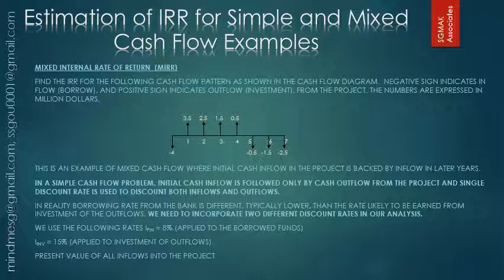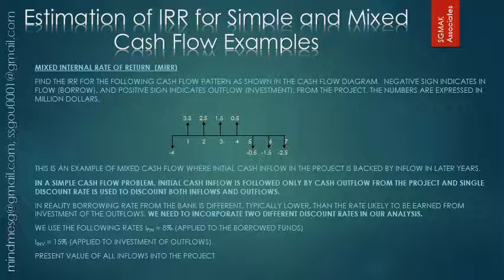So it's a 7-year plan and the cash flows are given here. They are in millions of dollars, just as a unit. Like I said before, in a simple cash flow problem, the initial cash inflow is followed only by cash outflow from the project, and a single discount rate is used to discount both inflow and outflow. Just one discount rate is used throughout the problem. But in reality, we know that the borrowing rate from the bank is different and typically lower than the rate you're likely to earn from an investment, depending on how you invest.